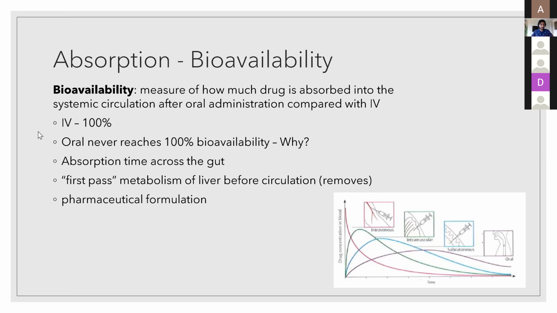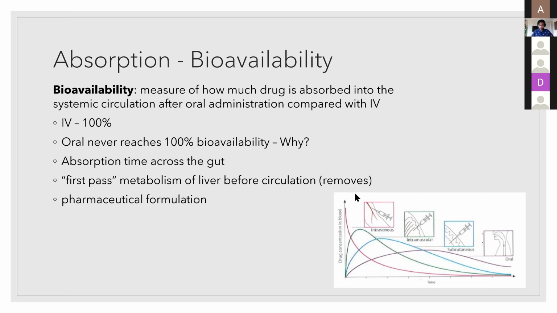So by definition, as I said before, intravascular injections have 100% bioavailability because all the drug is going straight into the blood. But oral will not ever reach this number because of these factors. There's absorption time across the gut. There's something called first pass metabolism of the liver. Once the drug is absorbed across the gut, the liver will have a look at that drug before it goes into the blood, and will actually remove some of it. Also, its pharmaceutical formulation, like how it's created, will affect it.